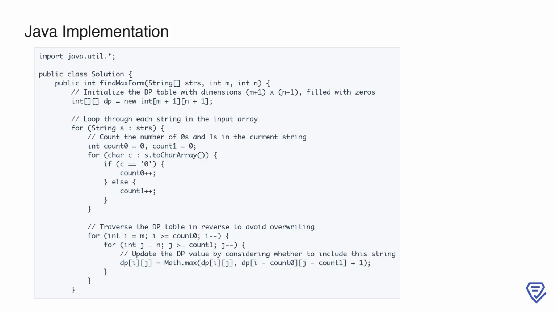This reverse traversal ensures that we do not overwrite values from the current iteration that are still needed for subsequent calculations. For every cell, we decide whether to include the current string by comparing the existing value with the value obtained by including the string. If including the string produces a larger subset, we update the DP cell accordingly.